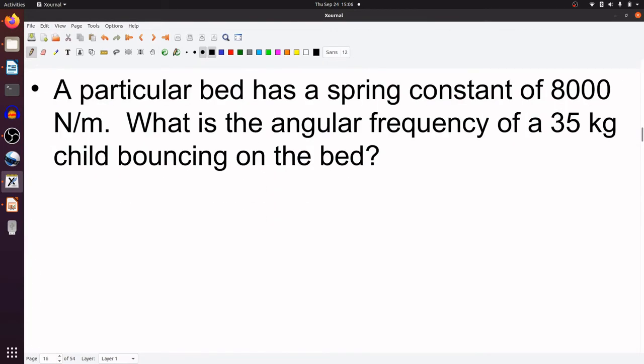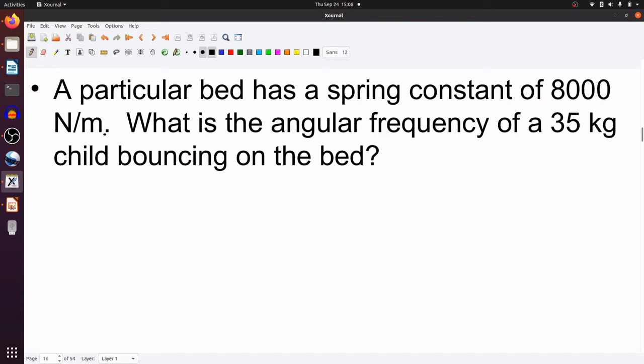A particular bed has a spring constant of around 8,000 newtons per meter. Actually, beds have their own math dealing with springs, and then there's posturepedics and all sorts of other things that change that scene. But in any case, 8,000 newtons per meter. What is the angular frequency of a 35 kilogram child bouncing on the bed?